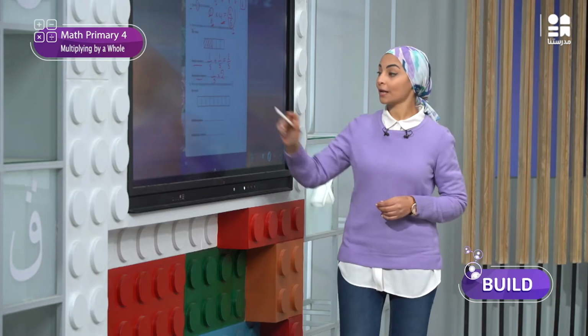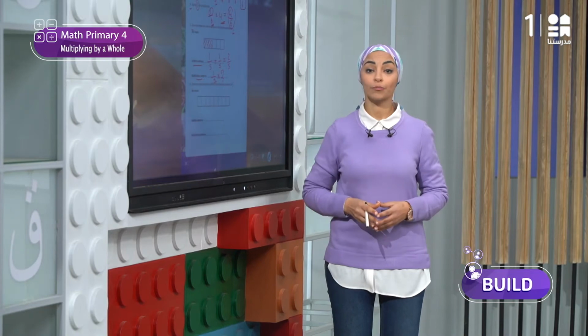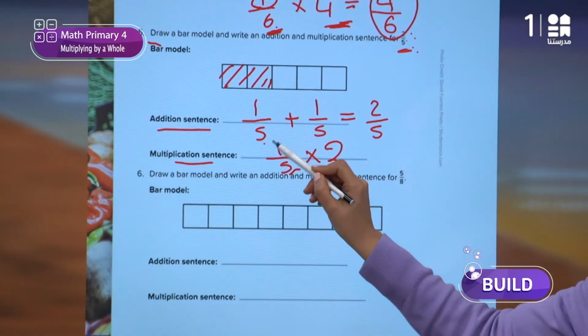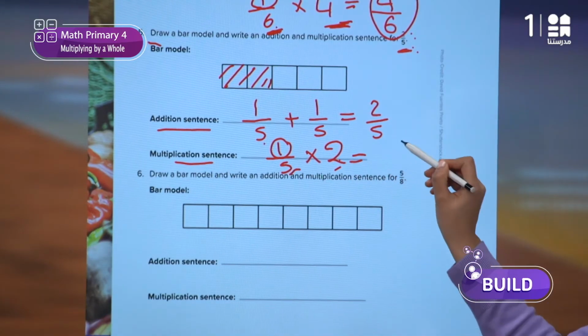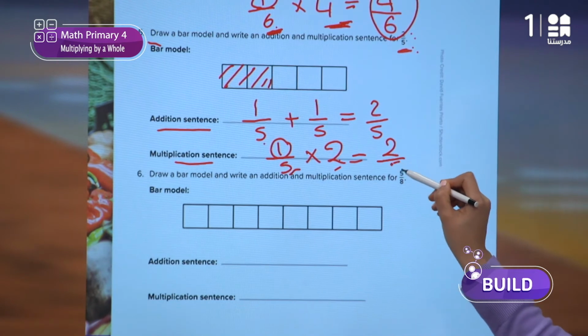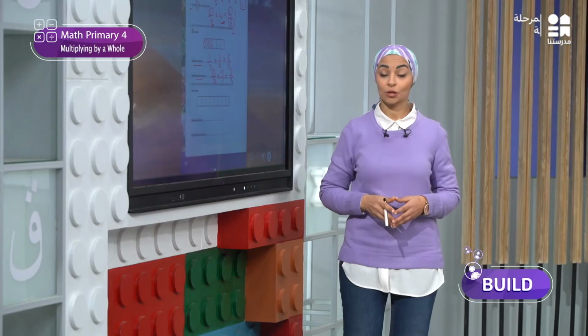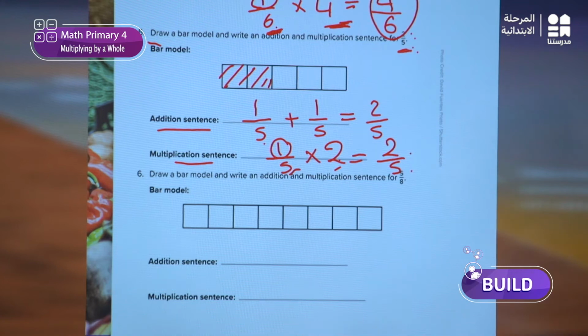We will multiply a fraction times a whole number. So I will multiply 2 times the numerator: 2 times 1 equals 2, and I will keep the denominator as it is. So my fraction is 2/5.